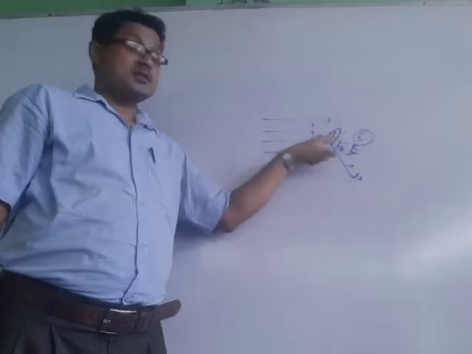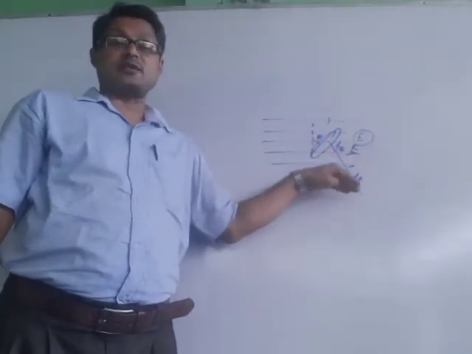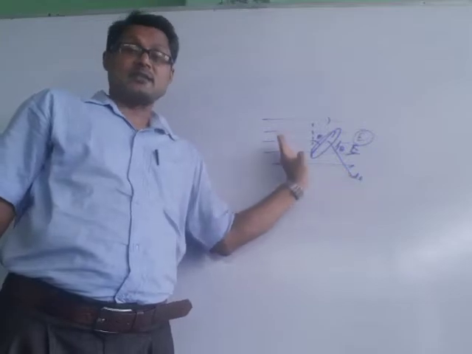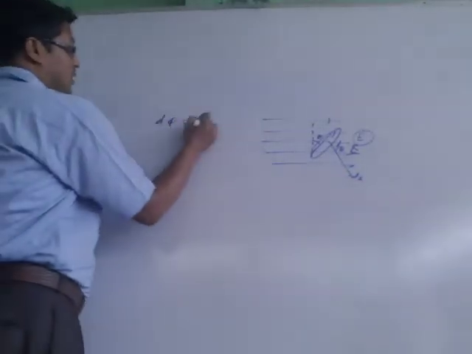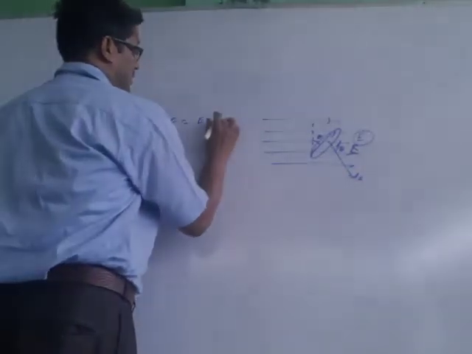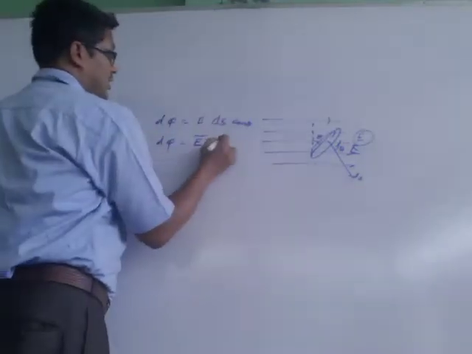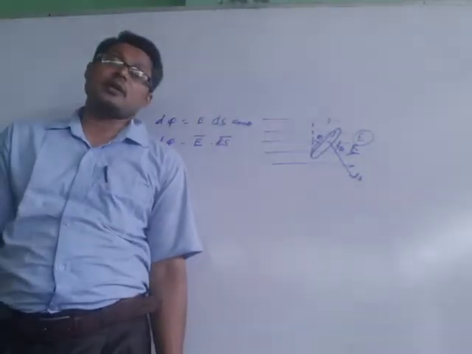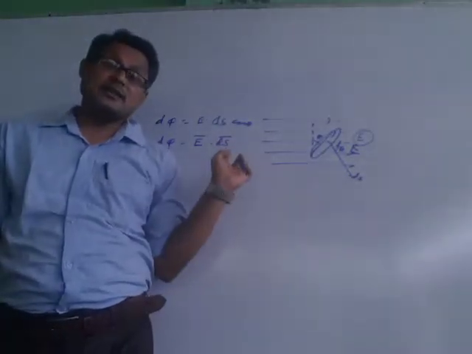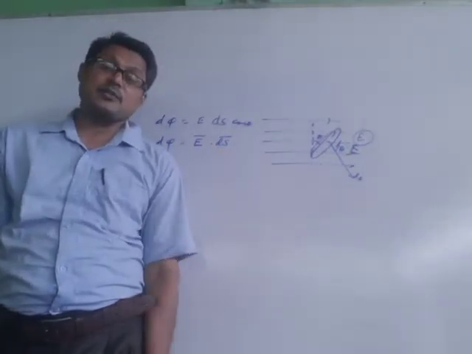But when it is turned, the electric field remains in the same direction, but the area vector is turned through the angle theta, as the surface is turned through the angle theta. So what is the flux through this elementary area? Then d phi equals E ds cos theta, that is, d phi equals E dot ds, a dot product. Here you can keep in mind that E is the intensity, and intensity is the measurement of flux density.